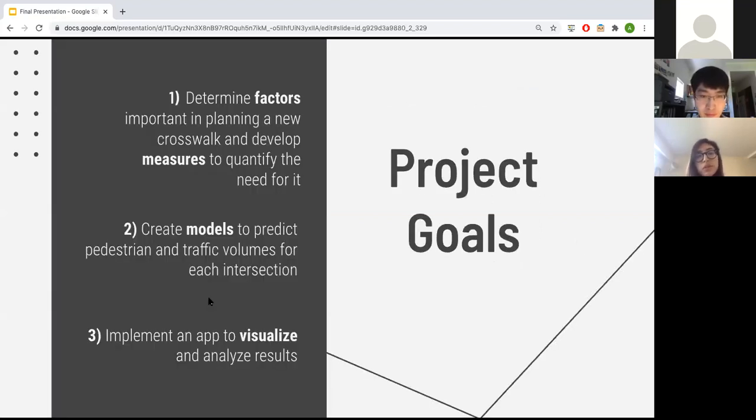So our project goals are to determine the factors that are important in planning a new crosswalk and develop measures that help quantify the need for a crosswalk. Then we wanted to create a model to predict pedestrian and traffic volume for each intersection. And last, we wanted to build a tool, an app, to visualize and analyze results. And overall, of course, the overarching goal is to provide a data-driven approach that can inform better policy decisions in terms of implementing crosswalks.